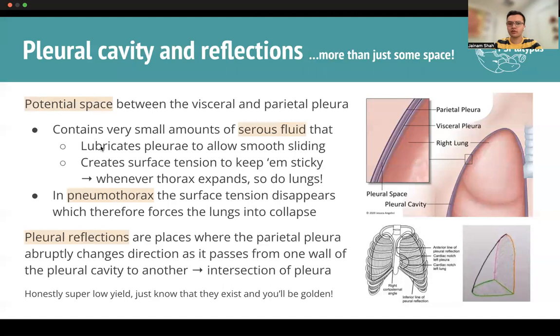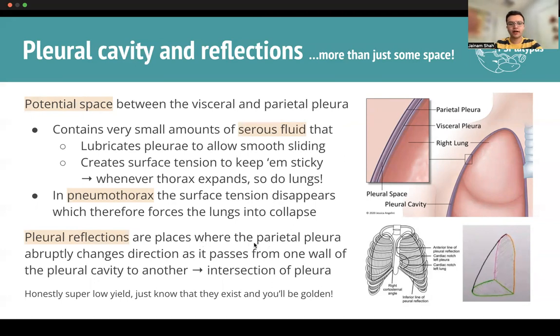However, when I have a pneumothorax, in other words, say, for example, I've got a puncture to one of my lungs or a puncture to the thoracic wall, what will happen is because I've just introduced a bunch of air into this space between the visceral and parietal pleura, the surface tension will be reduced or virtually disappears. And now when the thorax expands, the lung is not able to do that at the same time. So it causes the lungs to collapse, known as lung collapse. The pleural reflections are really, really low yield. It's just a good idea to know that they exist and you will be fine.